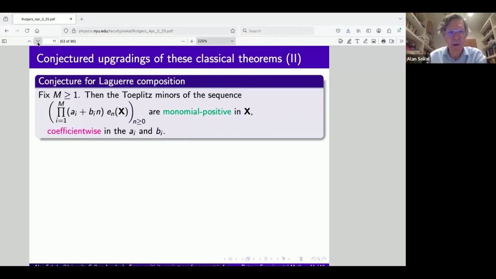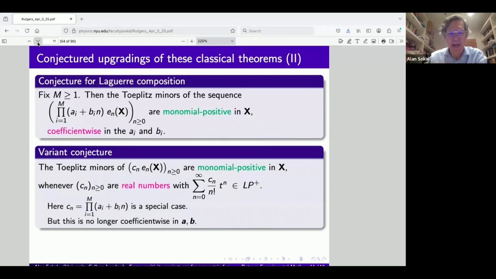So let's see. Here's a variant of that conjecture. Instead of the product of a_i plus b_i n, just put some real numbers c_n which have the property that c_n over n factorial is an entire function in the class Laguerre-Polya plus. Then a product of a plus bn is a special case of that. So this variant conjecture is more general, but on the other hand, it's no longer asserted coefficient-wise in a and b because there are no coefficients to talk about. So anyway, you have both of those conjectures.